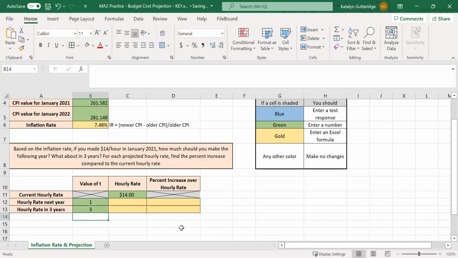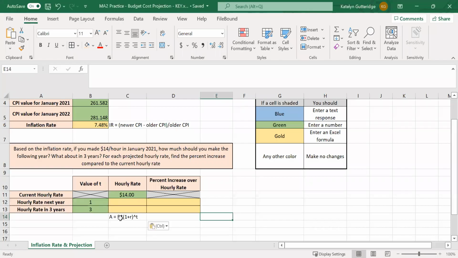For this formula, we're going to follow the budget cost projection formula, and let me get it copied over here. All right, I've copied it below our hourly rates. This is the formula that is given to you on major assignment 2, so we're following that same formula. The A is going to give us the future value, so that is our future hourly rate. The B is the current rate, so that's our $14. R is the inflation rate, that's going to be that 7.48%, and then the T is time. We're going to do this twice for those 2 different time values.